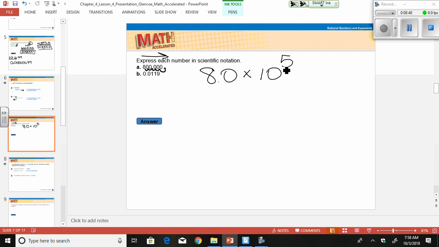I move my decimal here 2 places till I get a 1 spot with a number in it. So I have 1.19. I move 2 places, so times 10 to the, and to get back to the original number, I would have to go to the left, which tells me it's negative because left is negative. So 1.19 times 10 to the -2nd.